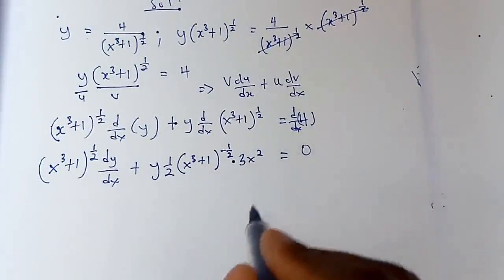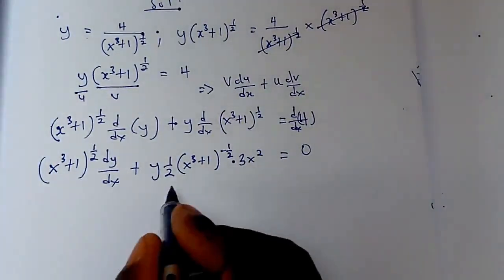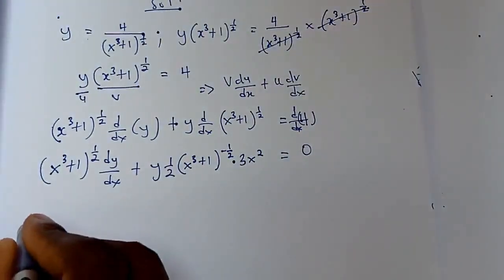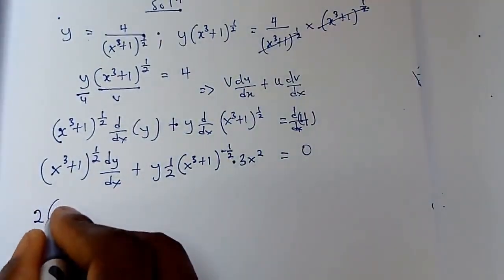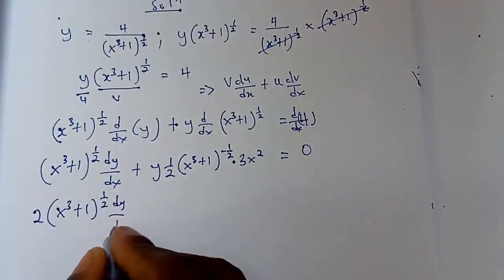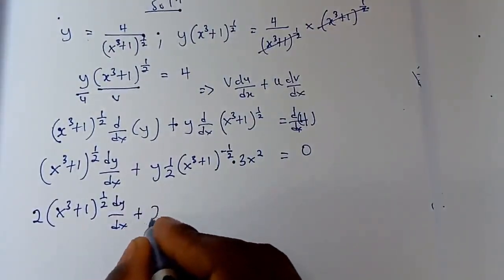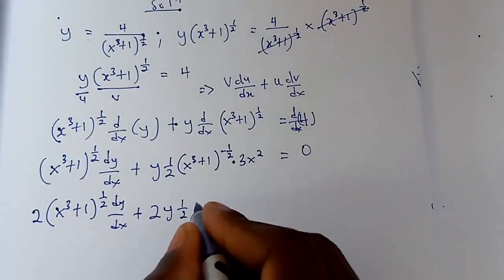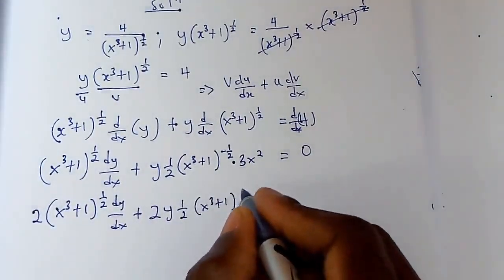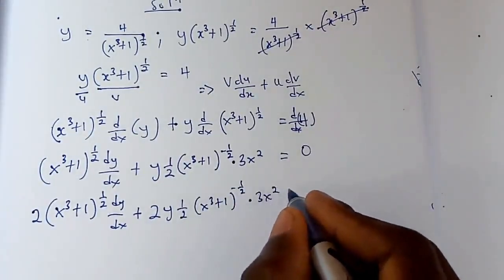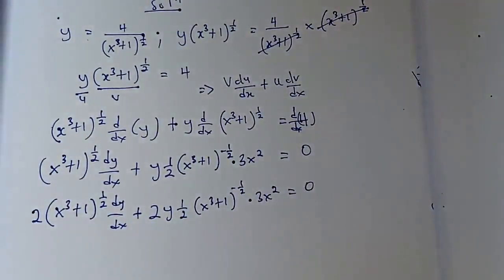So let's try and multiply our expression here by the denominator 2. So multiply everything by 2, so you get 2 multiplied by the whole of x cubed plus 1 for half dy dx, plus 2 multiplied by my half here, and then x to the power 3 plus 1 with my negative half here, multiplied by my 3x squared, is equal to 0, because when I multiply 0 by anything I get 0, so I don't have to write it.